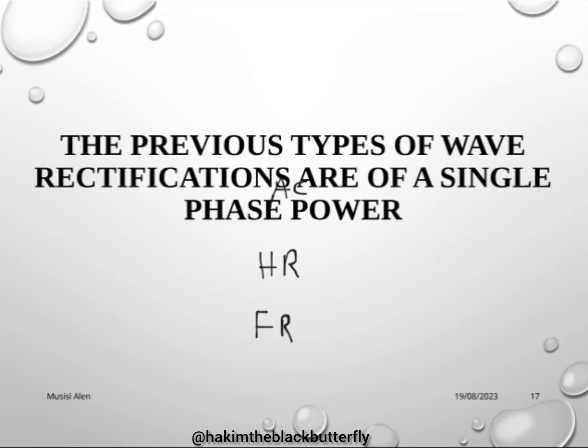So the previous types of wave rectification are of a single phase power. Remember, I told you that we have three types of X-ray generators: the single phase, the three phase, and the high frequency. What we have been looking at in the rectifications is only a single phase power supply. But these things can also happen in the three phase. A single phase generator is a generator that works on a single phase power supply.